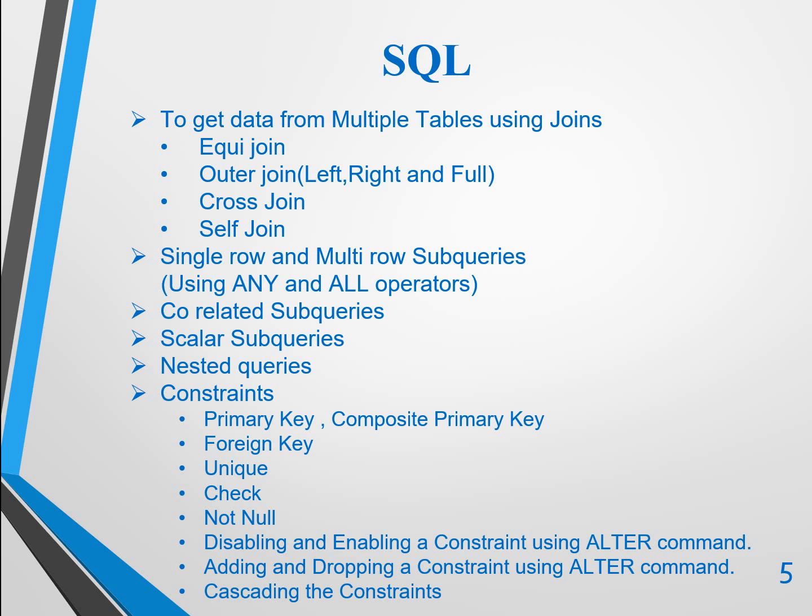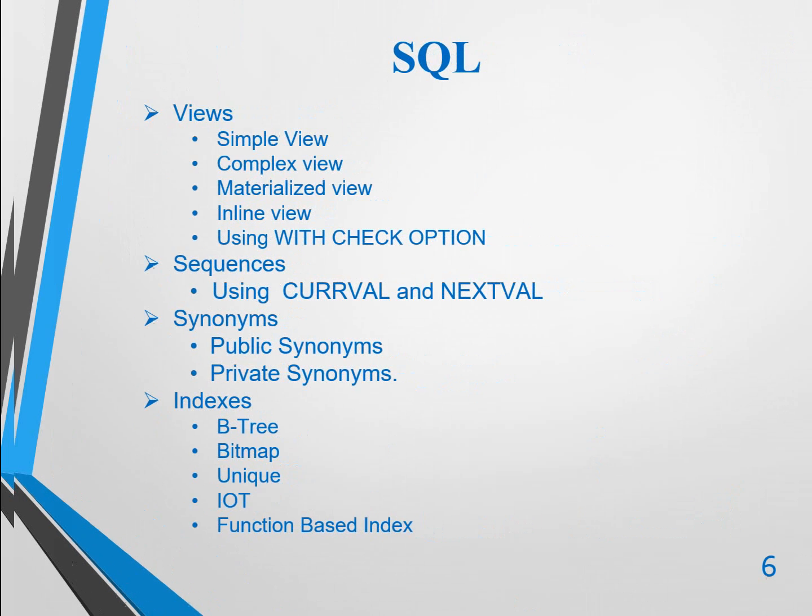Then comes the concept called as constraints. Constraints are primary key, foreign key, unique, check, and not null. We'll also find out how to disable and enable a constraint using alter command. Also how to add a drop constraint using alter command, and what is cascading the constraints.